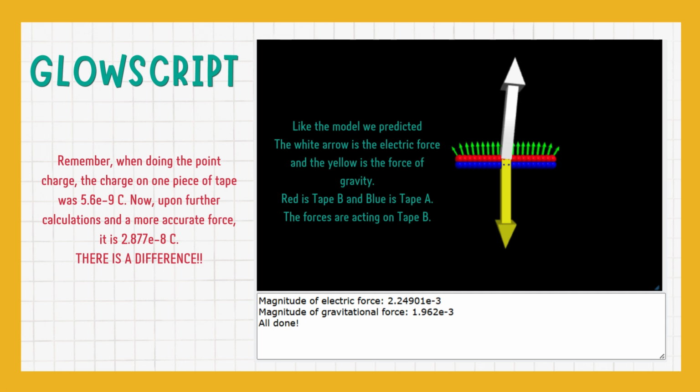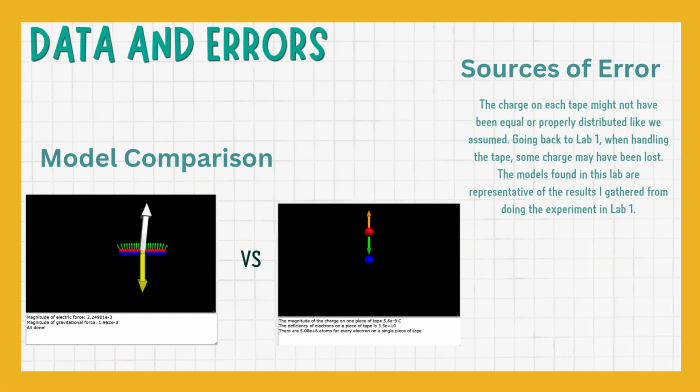And we did find, from the previous lab, the charge on one piece of tape when we were treating it as a point charge was 5.6 e to the negative 9th coulombs. Now, upon further calculations and using a more accurate force, we found the charge to be 2.877 e to the negative 8th. So there is a difference here. Now we can compare these two models. As we can see, the model that we have here with the line charge is a lot more accurate than treating them as point charges, because in actuality, the tapes are not point charges.